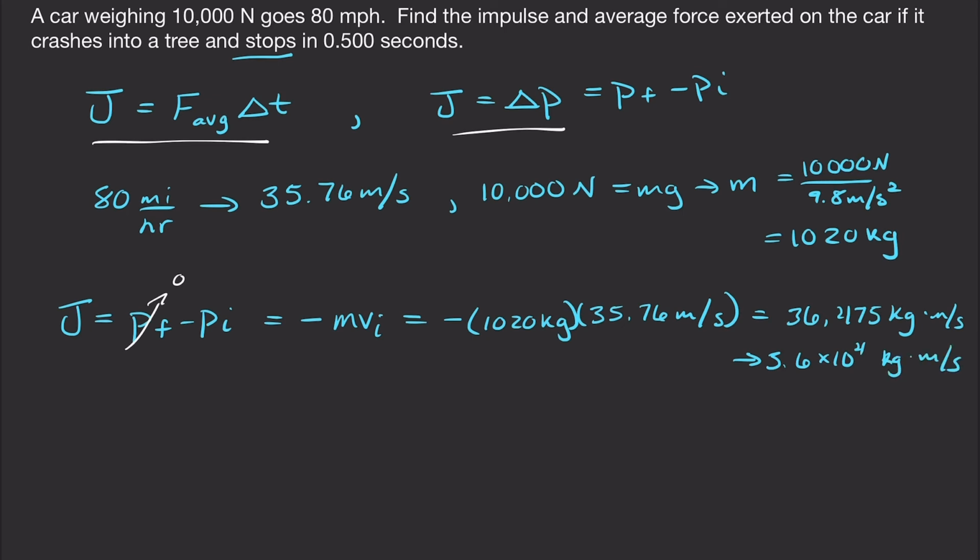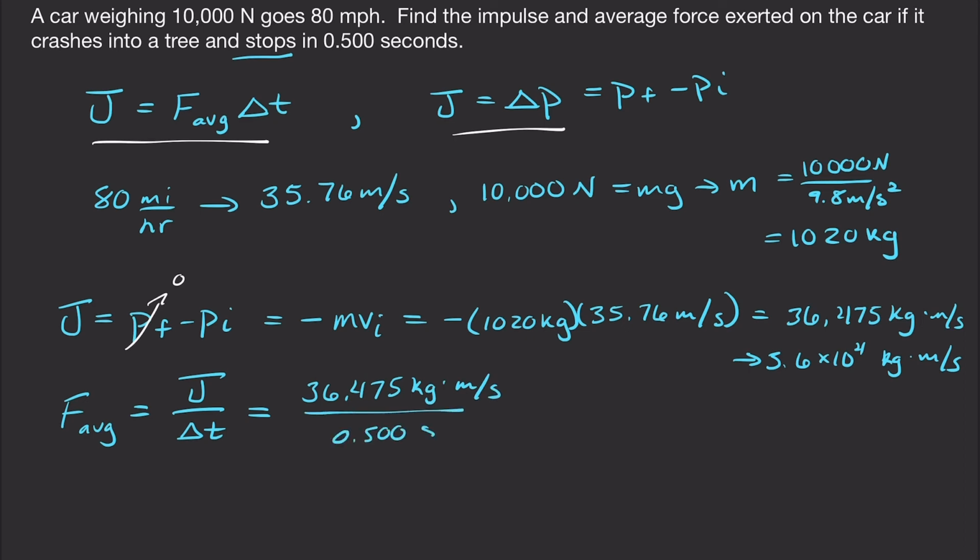Now that we have our impulse, we can use this second equation and rearrange for our average force. So the average force will be the impulse over the time interval. I'll use the unrounded version of my impulse over the time interval of 0.500 seconds. And we get an average force of 72,950 newtons, or 7.3 times 10 to the 4th newtons, or 73 kilonewtons.